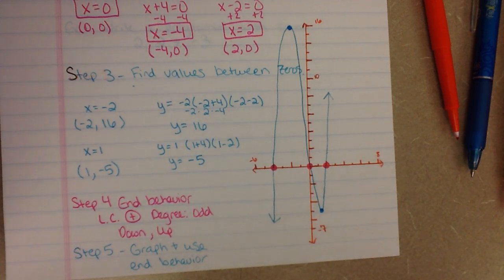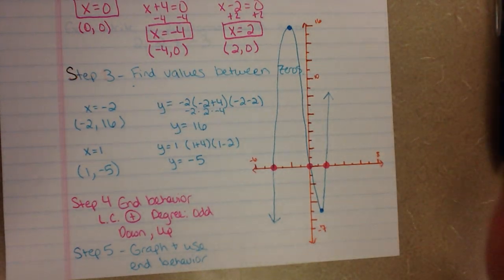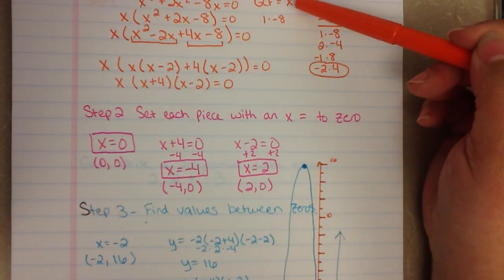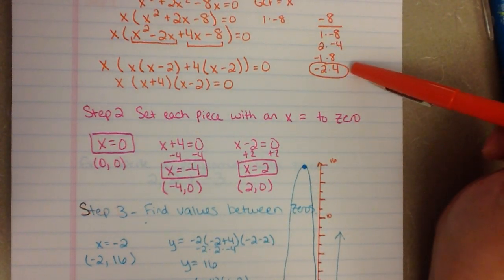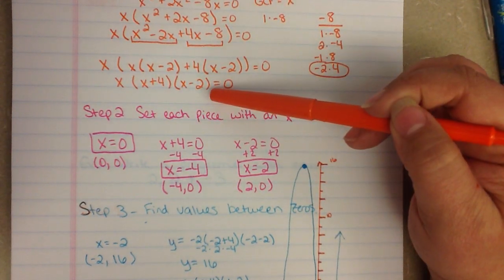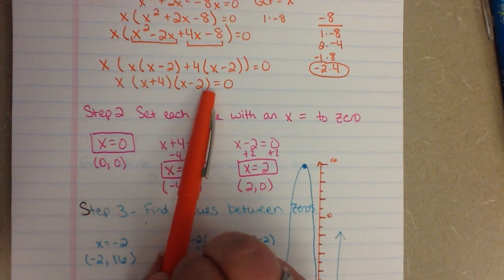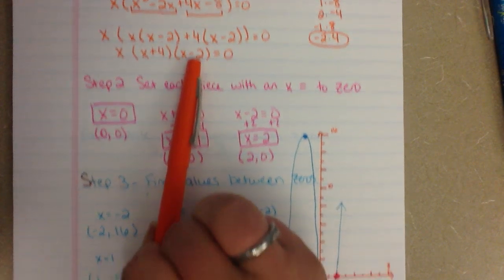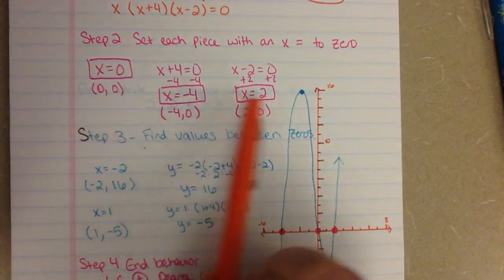You have a whole bunch of those on your assignment, so make sure that you understand what we did. So again, the first step, we factored. Take out a GCF if there is one. Go back and look at how to factor if you need to review that. That gets it set up into factors, when you have x and then x plus numbers and x minus numbers. Then set each one of those pieces equal to 0.